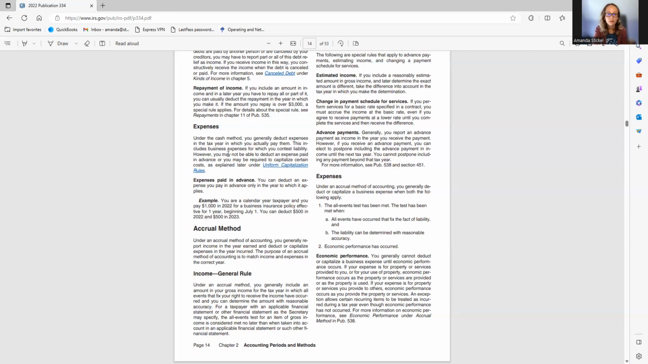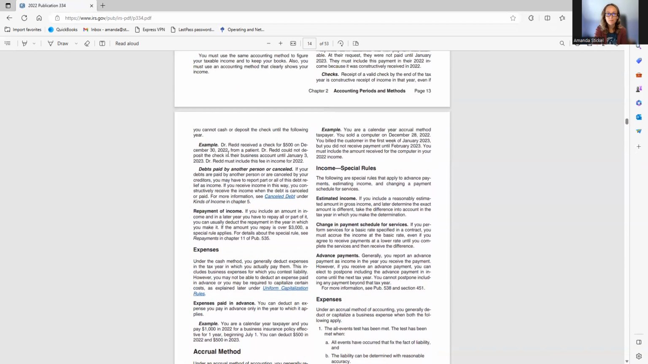Income, general rule. Under an accrual method, you generally include an amount in your gross income for the tax year in which all events that fix your right to receive the income have occurred, and you can determine the amount with reasonable accuracy. For a taxpayer with an applicable financial statement or other financial statement as the Secretary may specify, the all events test for an item of gross income is considered met no later than when taken into account in an applicable financial statement or other financial statement.